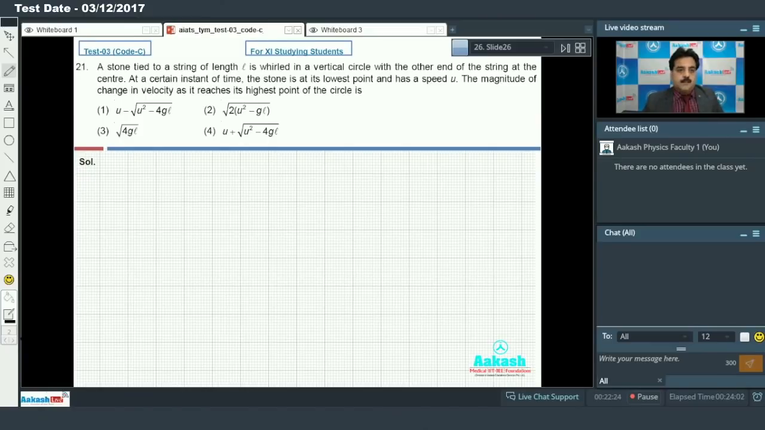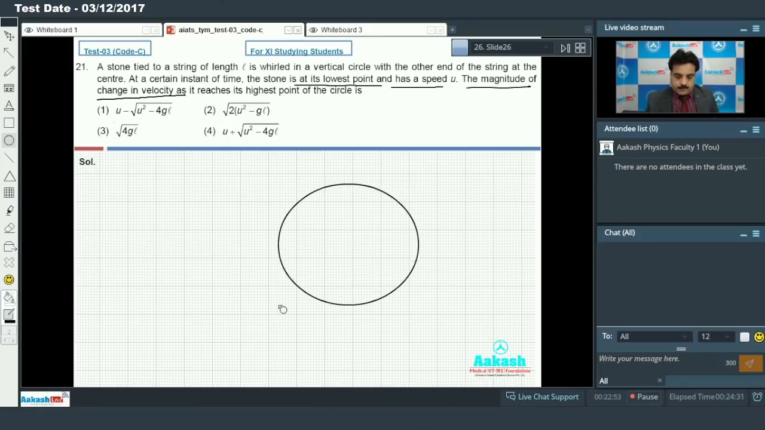A stone is tied to a string of length L in a vertical circle with the other end of the string at the center. At a certain instant of time, the stone is at its lowest point and has a speed u. The magnitude of change in velocity as it reaches its highest point of the circle is. So first I am going to make the diagram.